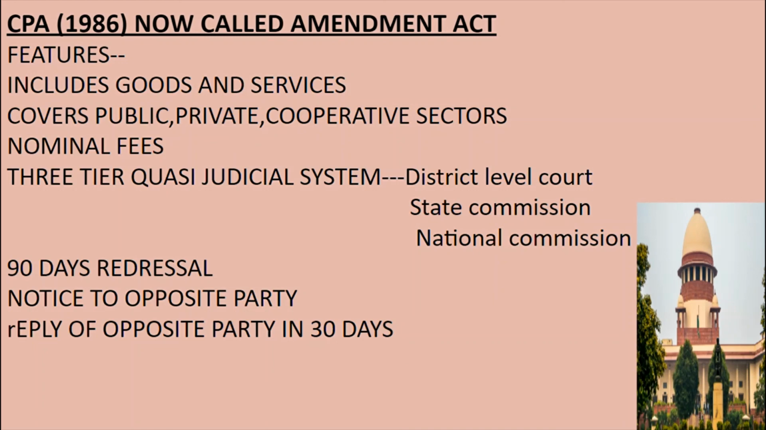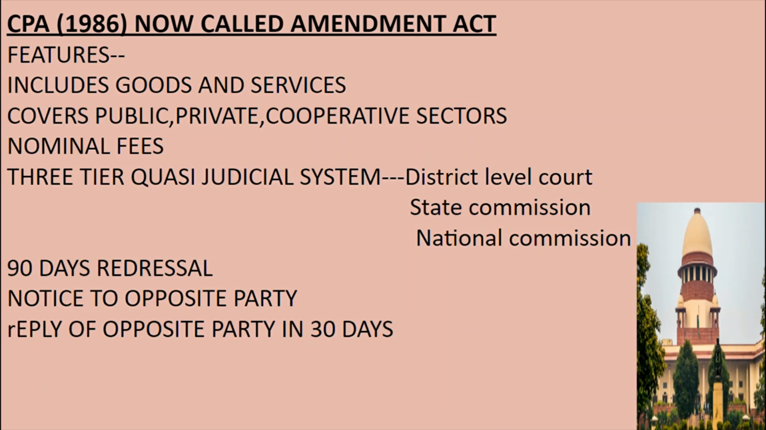Three-tier quasi-judicial machinery system is there. Means district level court headed by district court. Complaints including the claims up to 20 lakh are there in district level court. State Commission handles the complaints involving claim of more than 20 lakh and less than 1 crore. It is headed by High Court Judge. National Commission headed by Supreme Court Judge. Claims more than 1 crore is handled by National Commission.